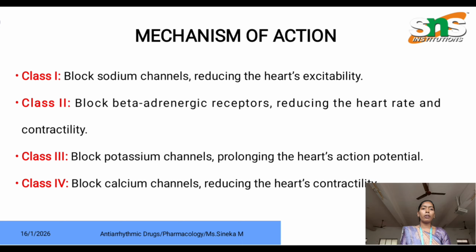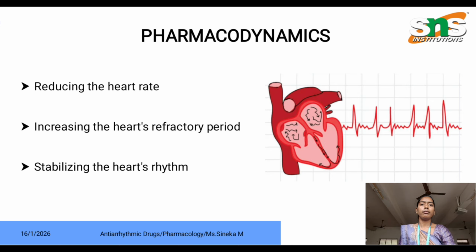In class 4, blocking calcium channels reduces the heart contractility. By blocking the calcium channels, we prevent calcium ions from entering the heart muscle cell, so it leads to less heart muscle contraction. So in pharmacodynamics, there are 3 major effects: reducing the heart rate, increasing the heart refractory period, such as the resting period, and also stabilizing the heart rhythm to normal.